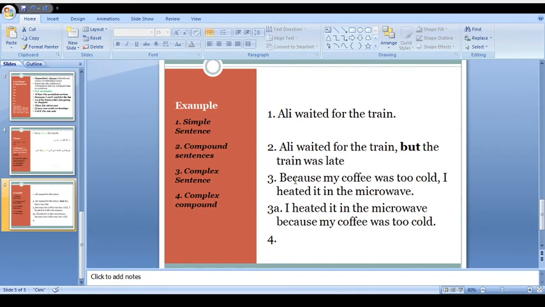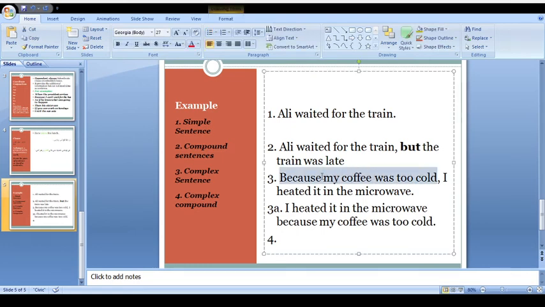Because my coffee was too cold. This is a compound, right? I heated it in the microwave. See the complex sentence, right? Because my coffee was too cold, I heated it in the microwave. Now, this is the independent clause. Because my coffee was too cold. It makes sense? Yes, it makes sense.